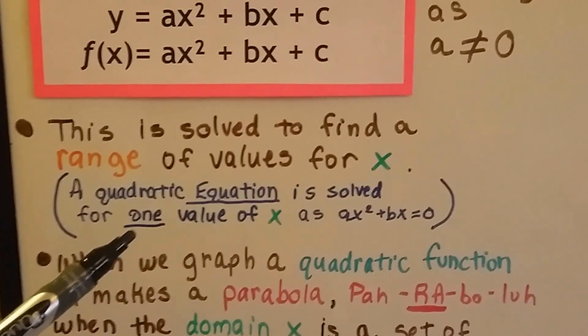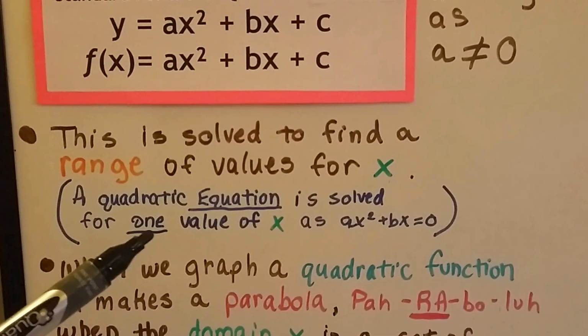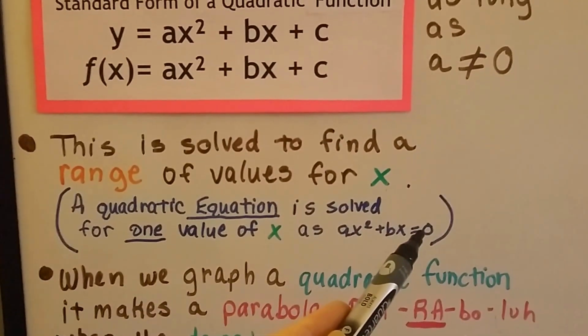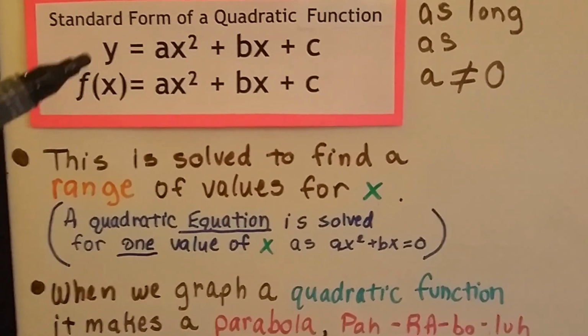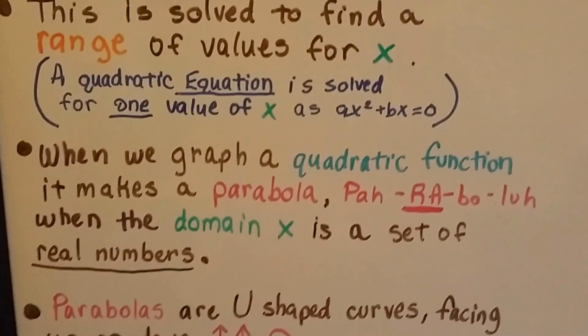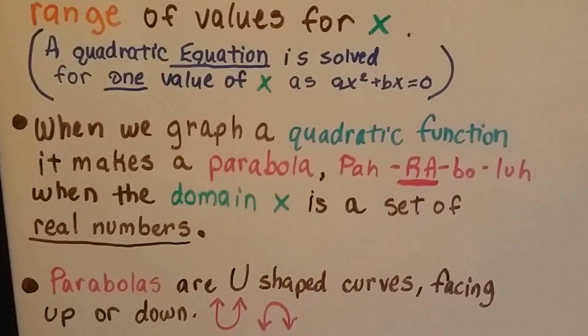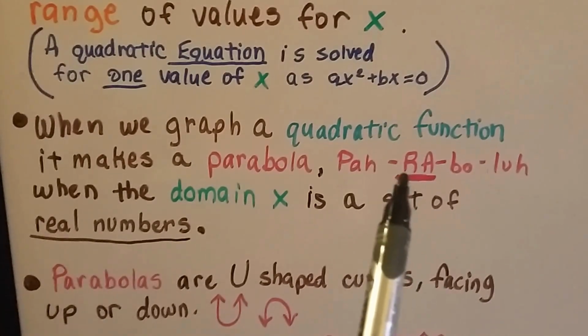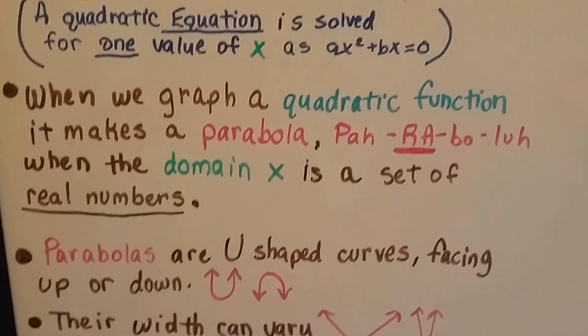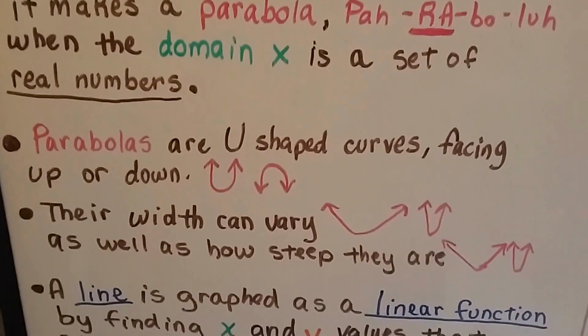A quadratic equation is solved for one value of x, and it has an equals 0 at the end. This finds a range of values that x can fall into, okay? When we graph a quadratic function, it makes a parabola. And you say parabola with an accent on the second syllable, okay? Parabola, when the domain x is a set of real numbers.